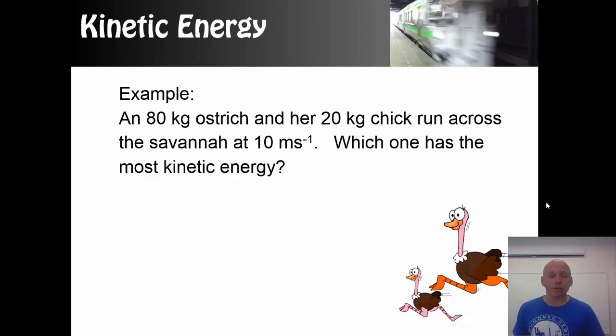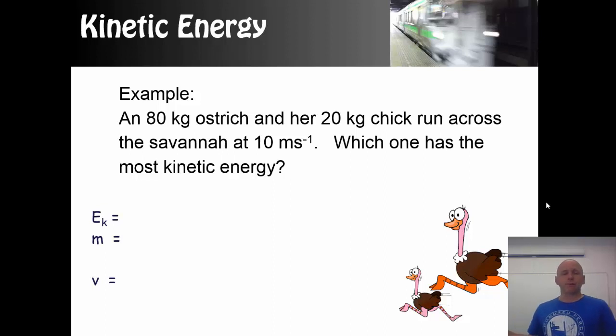Looking at this question, already what you know is that with an 80 kilogram ostrich and a 20 kilogram chick moving at the same speed, obviously the 80 kilogram ostrich is going to have more energy. You can say that, and it might get you Achieved on the exam. If you want Merit or Excellence, you're going to have to add to that. You're going to have to show some calculations.